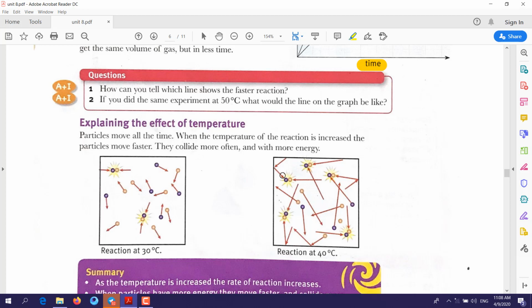Focus on the word collision. The chemical reaction depends on the number of collisions per unit of time, or during a specific time. So, explanation, the effect of temperature. Particles move all the time. When the temperature of the reaction is increased, the particles move faster. When they move faster, they collide more often and with more energy.